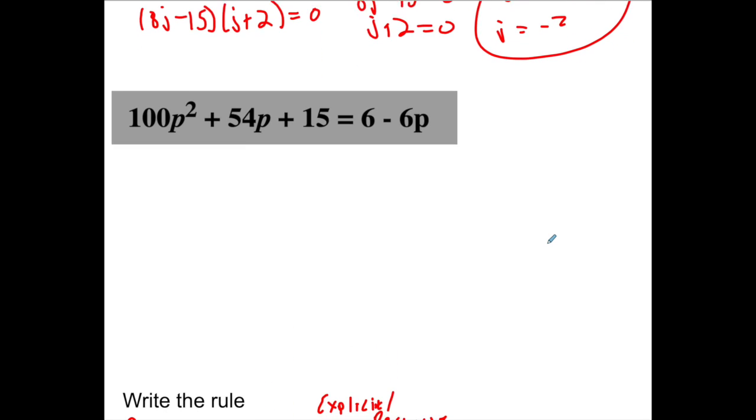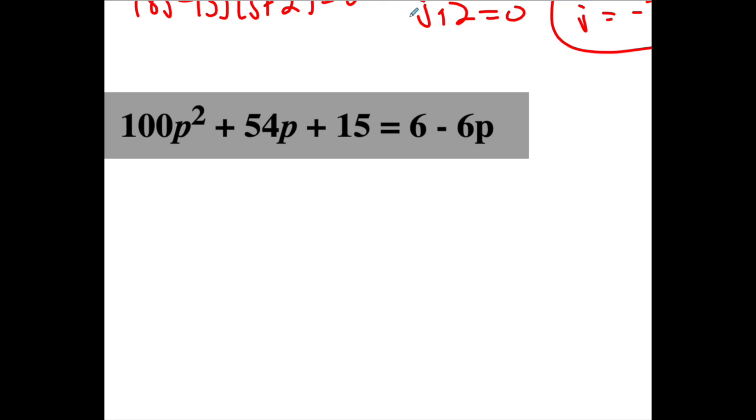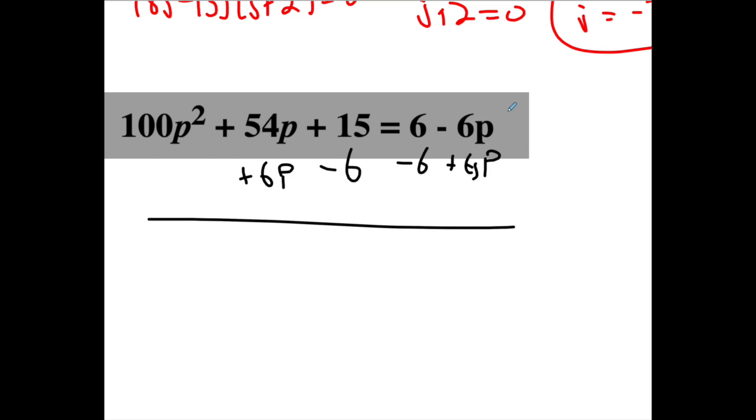Okay, coming down to the next one, I've also got factoring potentially. I'm going to start by trying to make this equal to 0 here. So what I'm going to do is subtract 6 and add 6p minus 6. Okay, because I see p's and it doesn't look like these are going to cancel out. So I've got 100p squared plus 60p plus 9 equals 0.